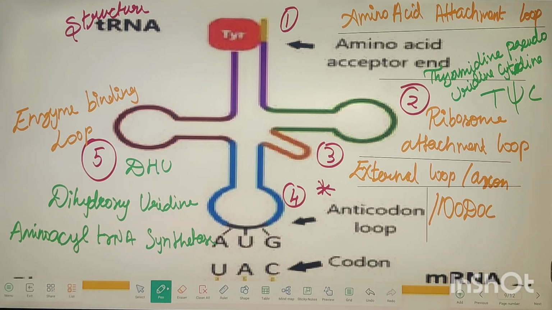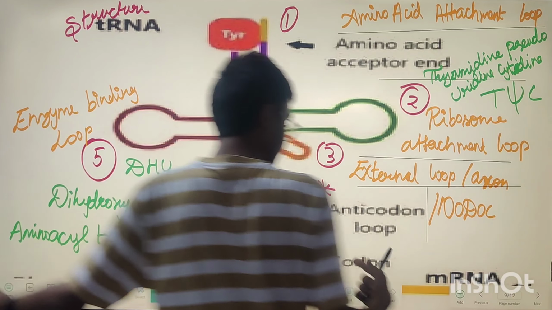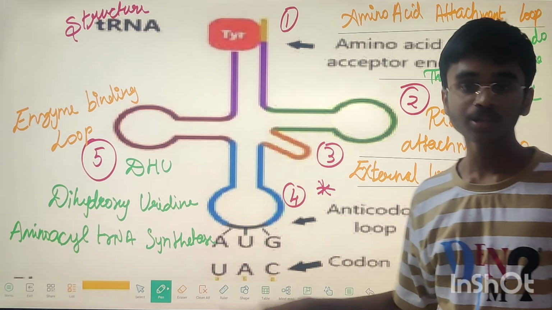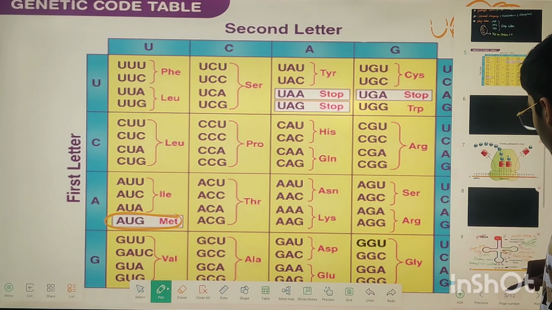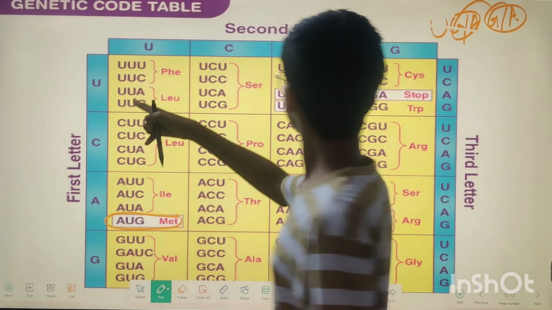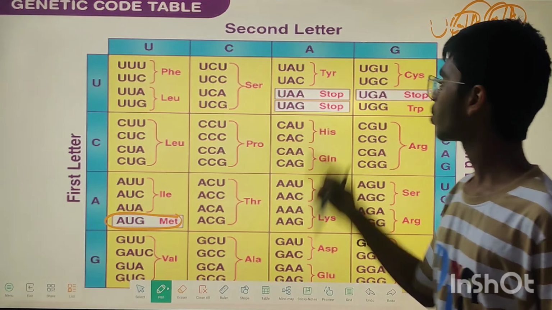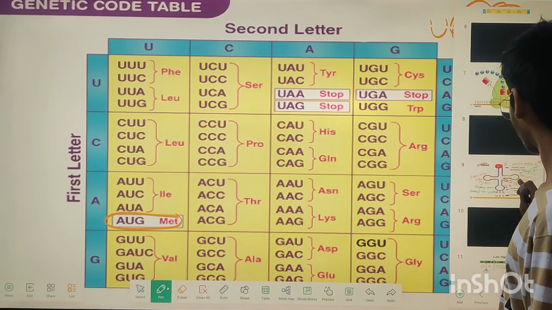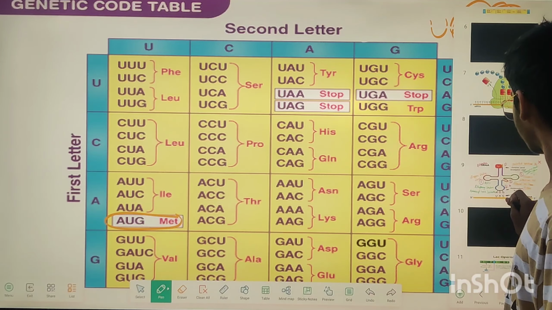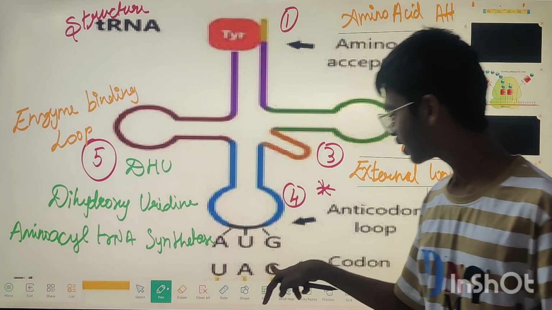Here this is UAG, the codon. When you want the name for this, you can check. For UAG, this is the stop codon, which means the whole process stops. I should have kept UAG in mind. For UAC only we have to check; for UAG you should not check.